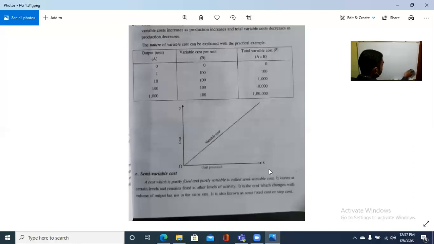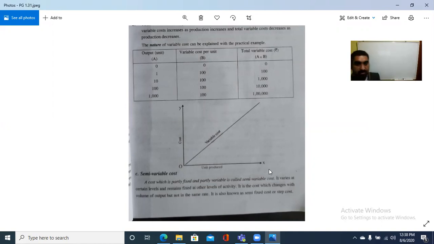Semi-variable cost: a part of the cost is fixed while the other part is variable. For example, telephone charges, where the rent is fixed cost and the calling charges increase based on our calling, correct or not? A cost which is partly fixed and partly variable is called a semi-variable cost. It varies at certain levels and remains fixed at other levels of activity. So half part is fixed and half part is variable.